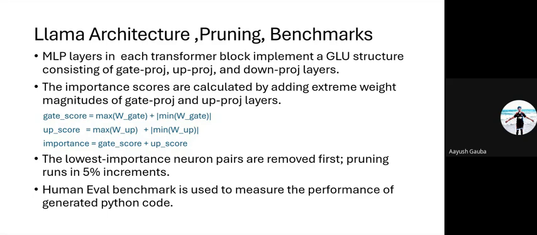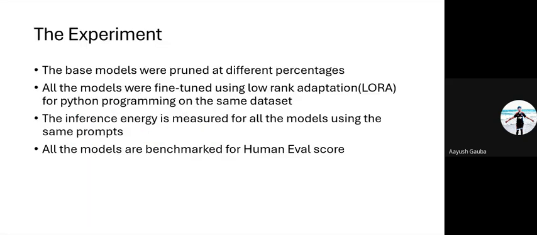So first, the importance scores are calculated, and you can see the formulas over here below. After calculating the importance scores, the neurons with the lowest amount of importance are removed. And the importance scores themselves are calculated using the maximum absolute value of the neurons. So this is the experiment. This is what my paper is written about.